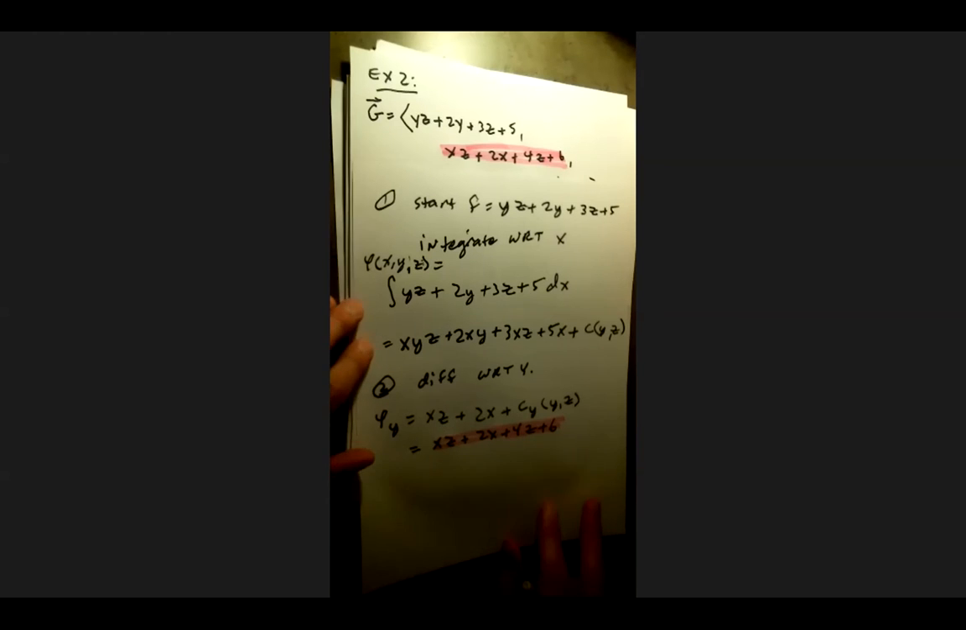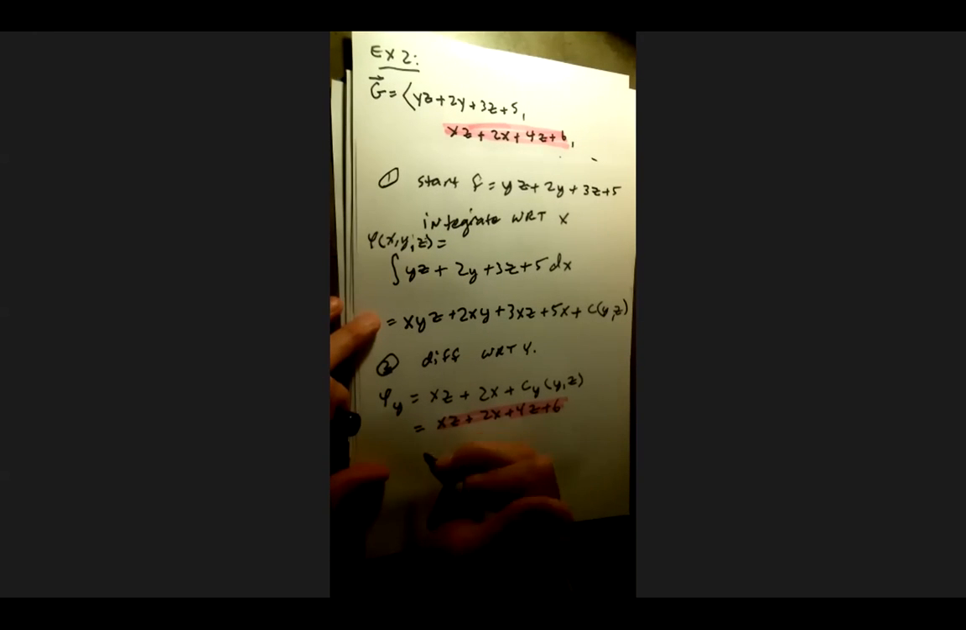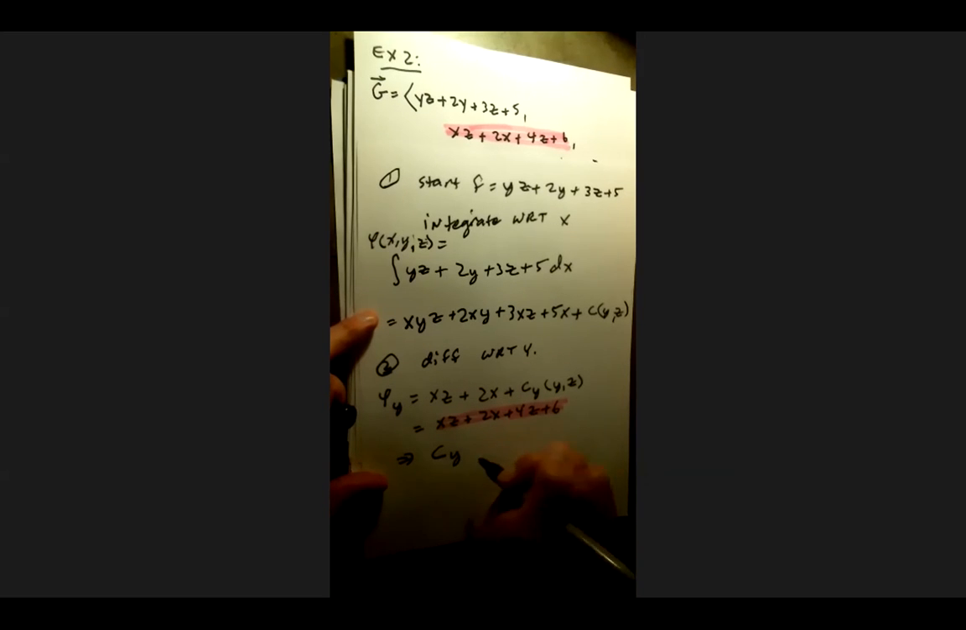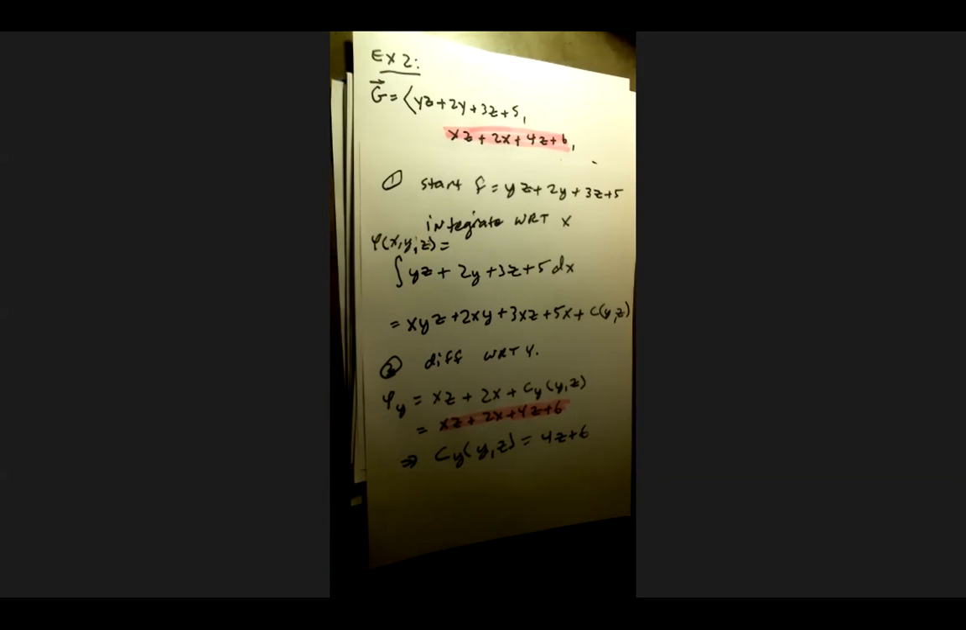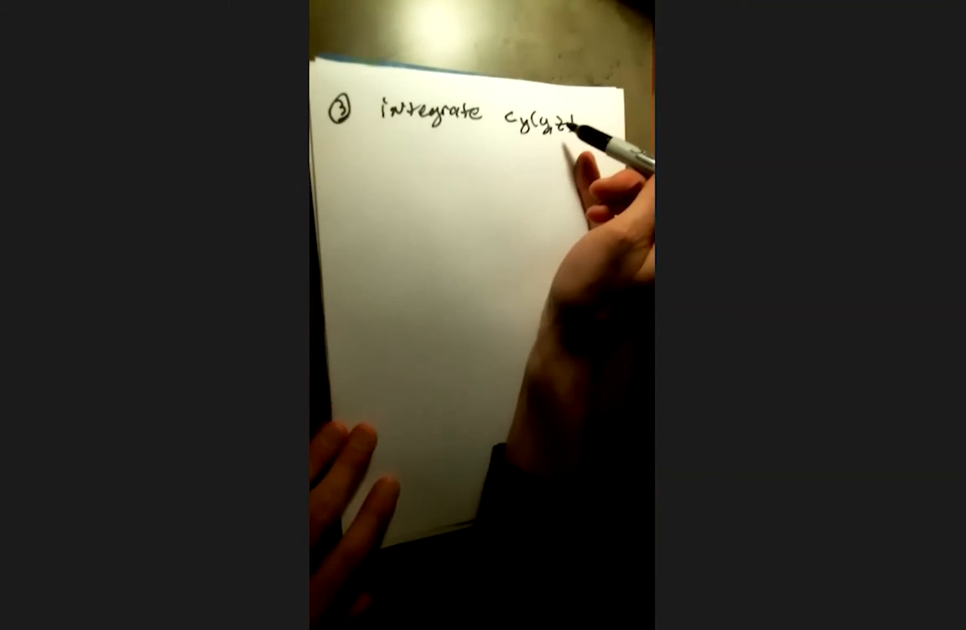So this gives us that the partial derivative of c with respect to y of yz is equal to 4z plus 6. We integrated, we differentiated. So what do we do next? We integrate our cy. So step 3, we need to integrate the partial derivative of c with respect to y.